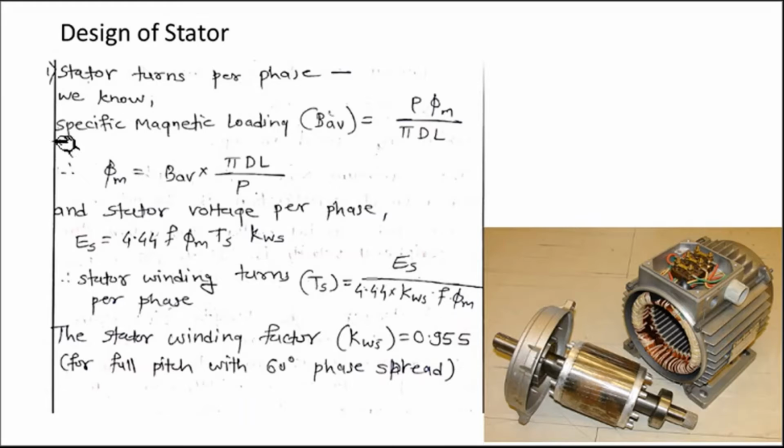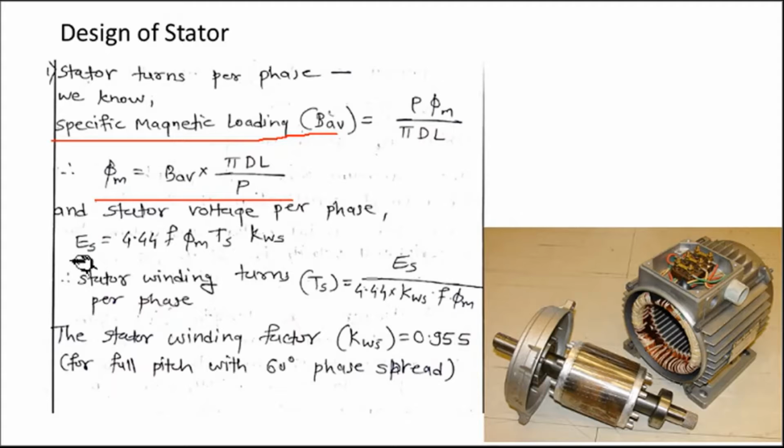As we all know, specific magnetic loading BAV is equal to 5P upon pi dl. So if you want to calculate the value for phi m, it is equal to BAV pi dl upon P. This is just the arrangement for phi m.